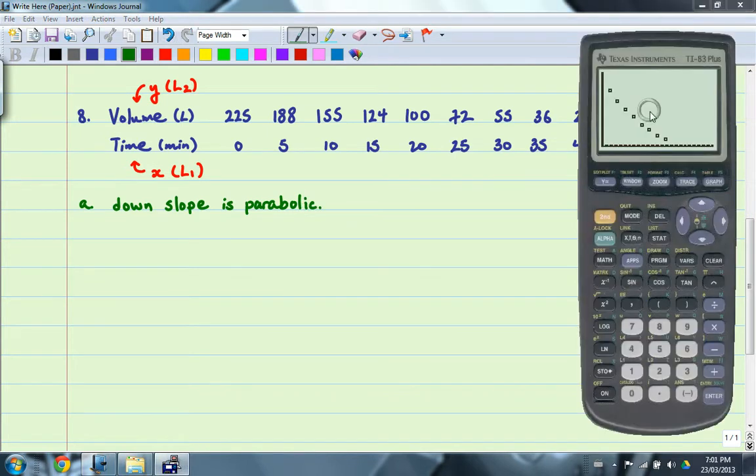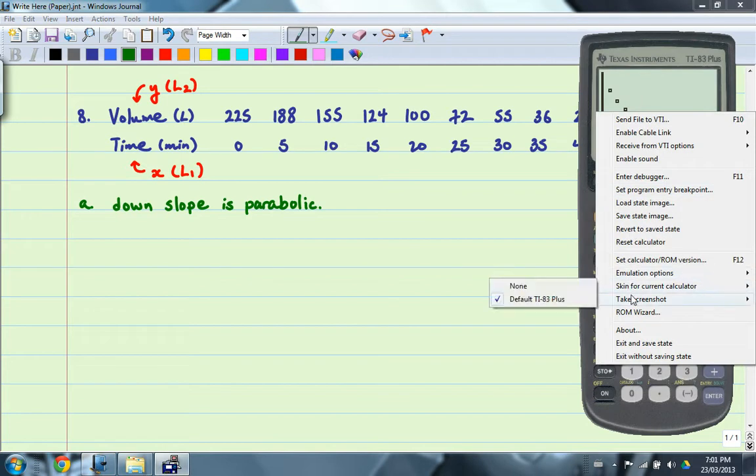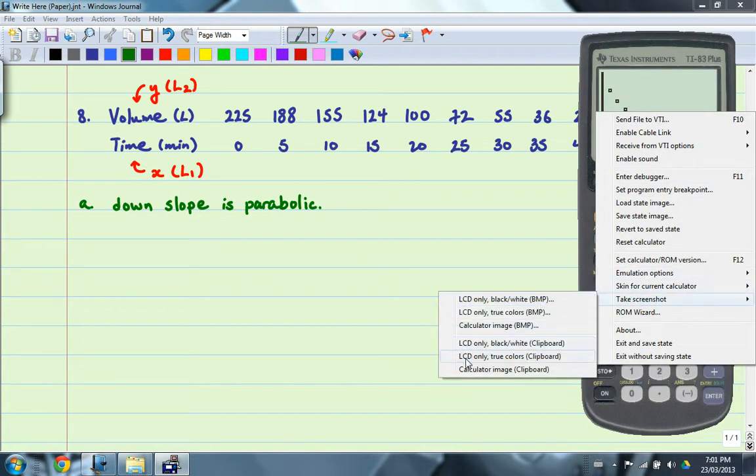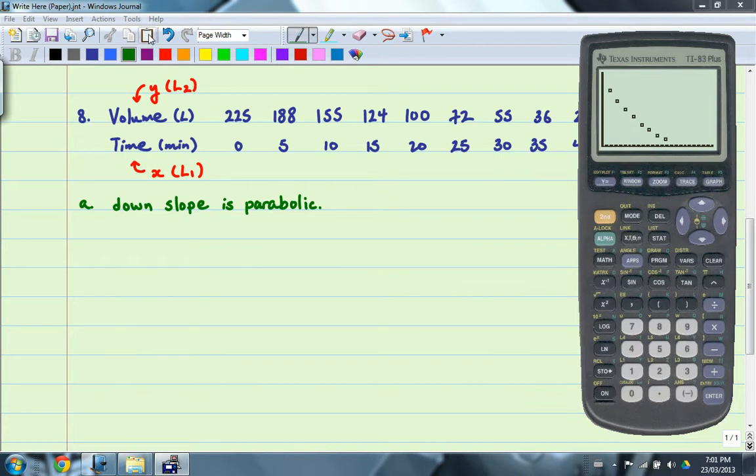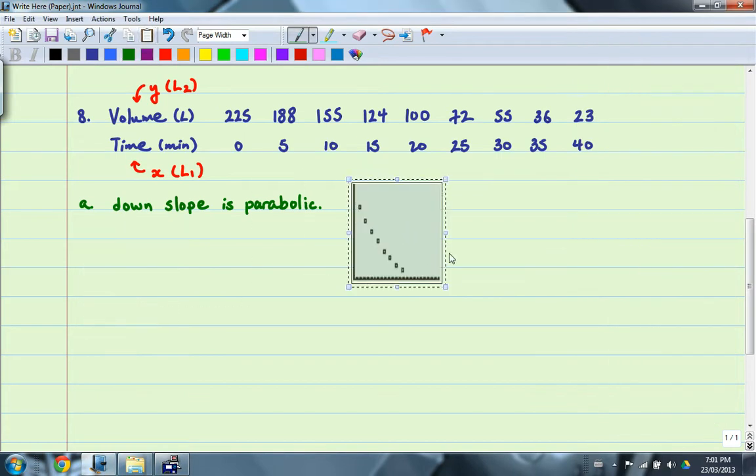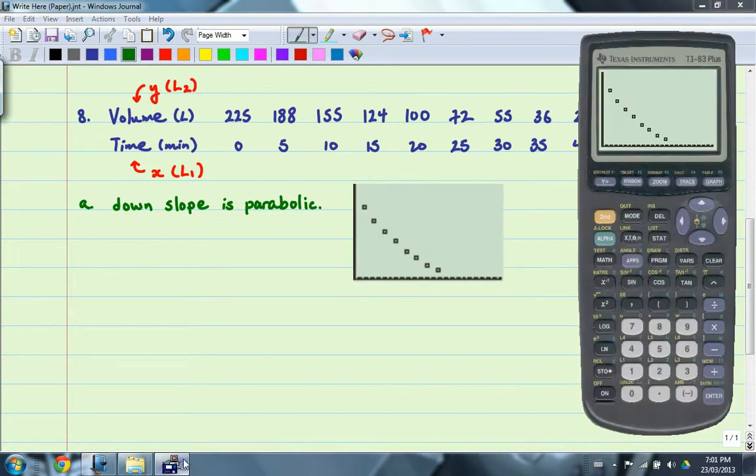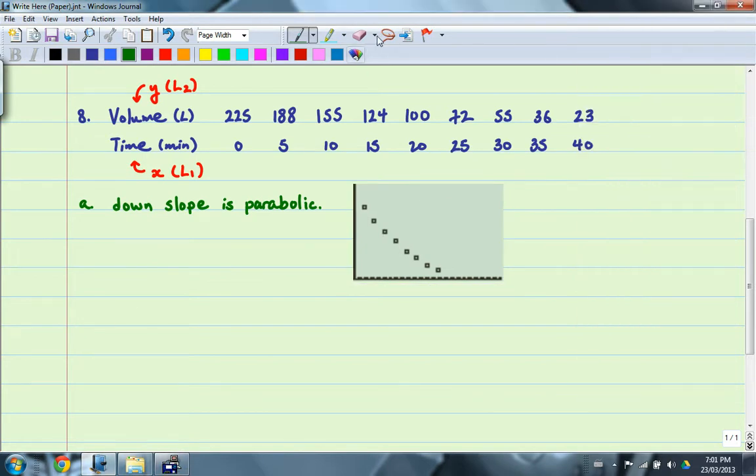And then once again, you do want to take a screenshot here just to see the picture. So let's do that. Okay, it's a little bit squished for some reason. Let's fix that. Okay, looks pretty good. There we go. So that's the first part.